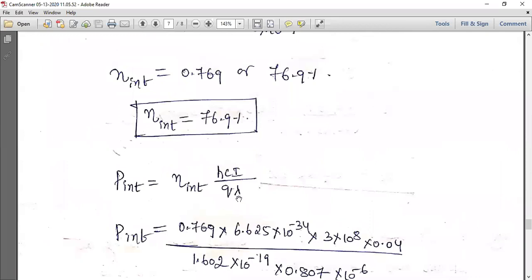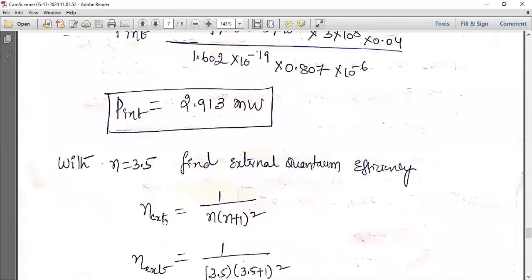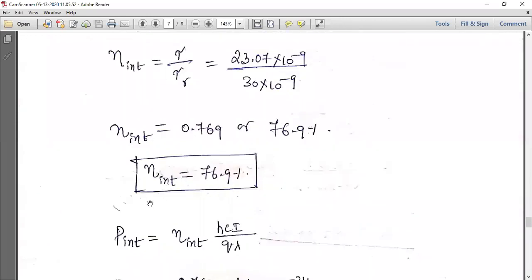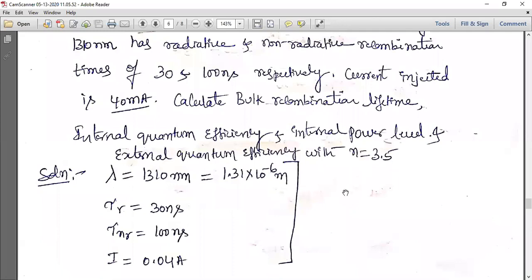And for the external quantum efficiency, we know that eta_ext is equal to 1 by n, where n is the refractive index, given as 3.5. So you can just substitute there and find the external quantum efficiency.